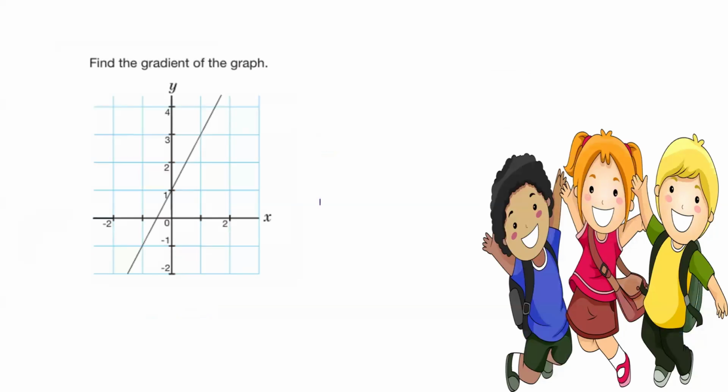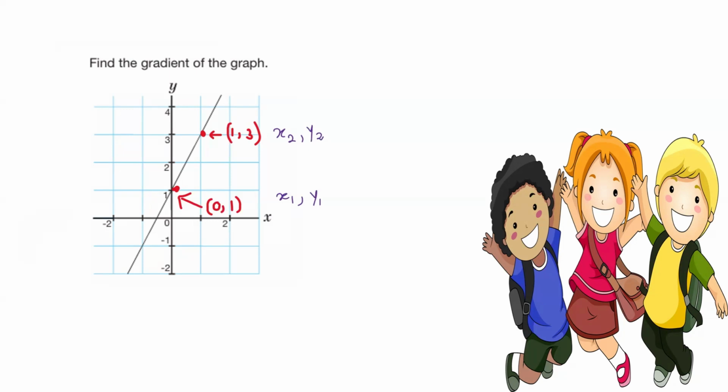Here the graph is given. You have to find the gradient of this graph. So what we need to do is select some points. I have selected 2 points, one in the lower part and one in the upper part. The first one has coordinates (0, 1). The other one is (1, 3). Now let's mark that. The lower point is x1 and y1. The upper point is x2 and y2.